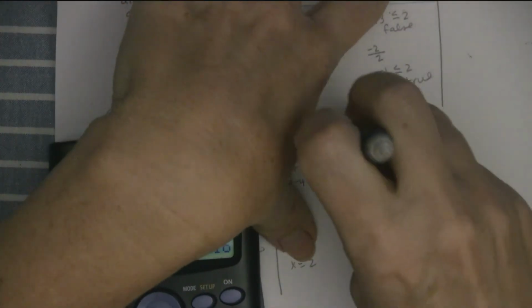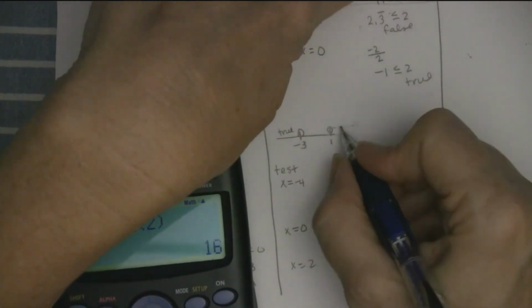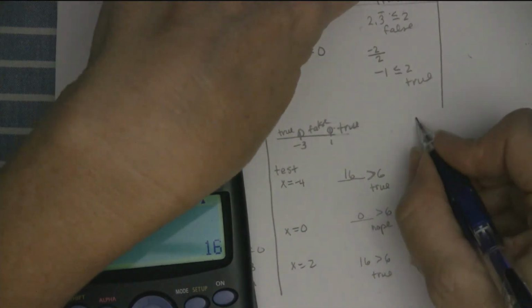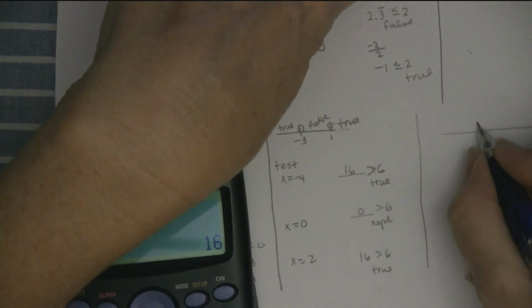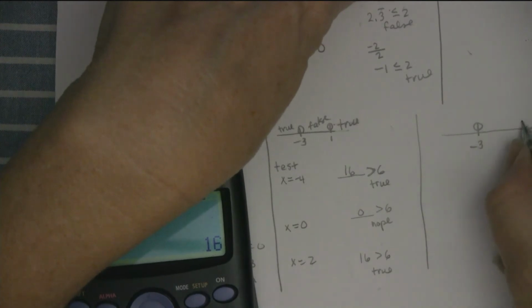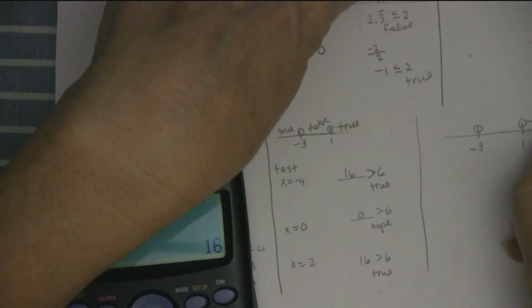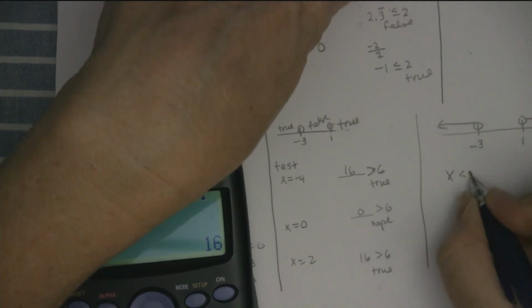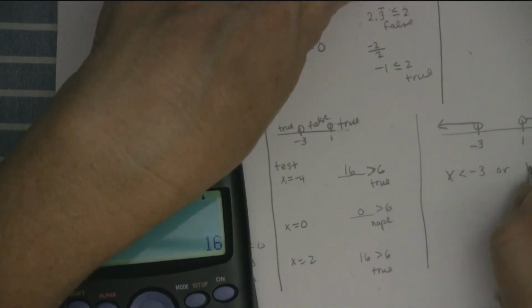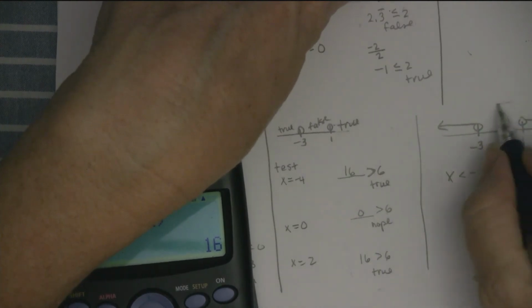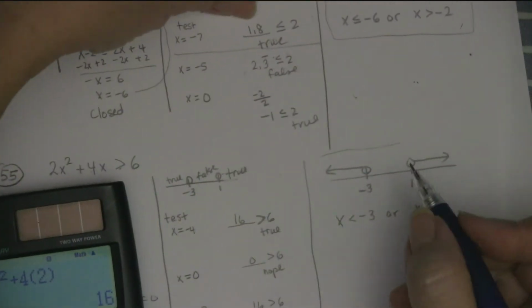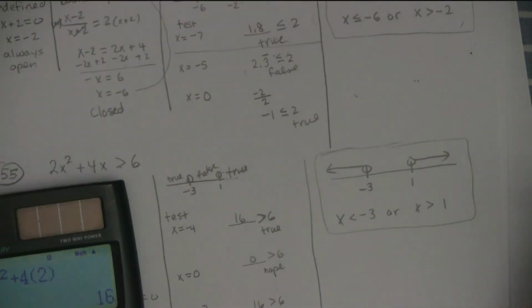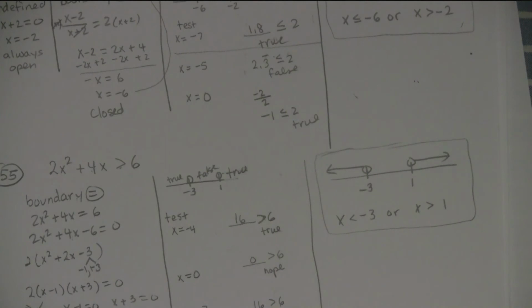Oh, I was writing true and false and then making my judgment over here. And I forgot how I was on it. So here, and here, and then my answer is x is smaller than -3, or x is greater than 1. And there's my answer, there's my graph, there's the whole business. Okay, one last one to do.